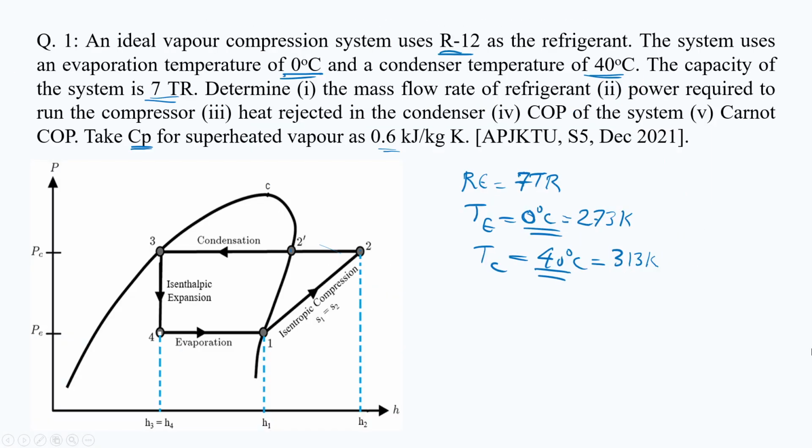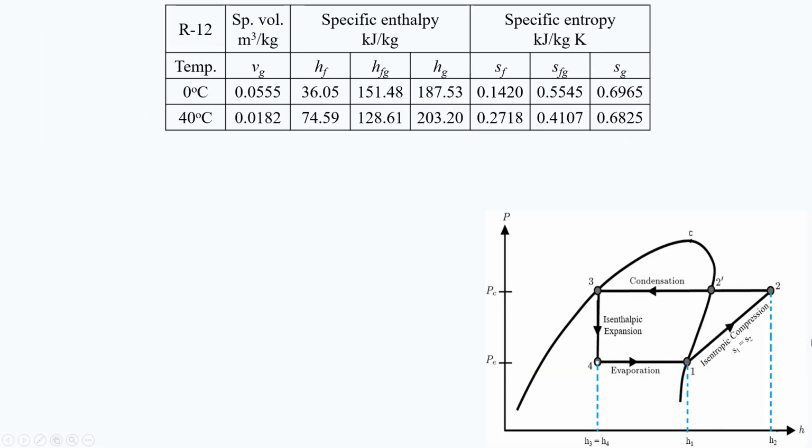So taking those values, this comes out something like this, where the important values to be taken, at 0 and 40 degrees Celsius, that is the evaporator temperature and condenser temperature. First of all, the VG, that is the volume of the vapor at the saturated vapor line, which is equivalent to 0.0555 meter cube per kilogram.